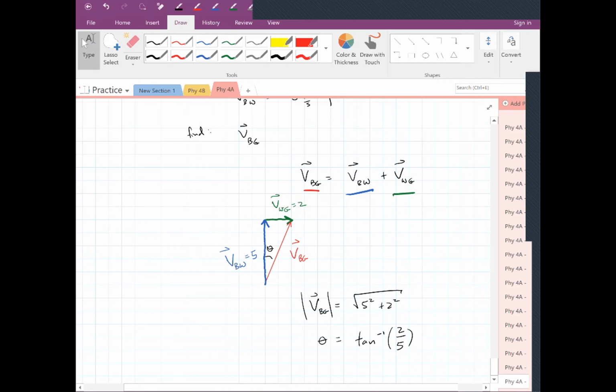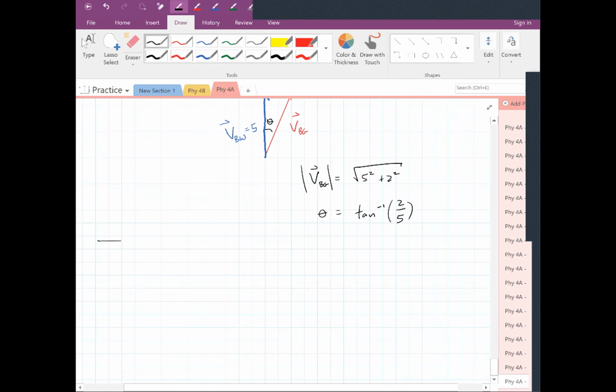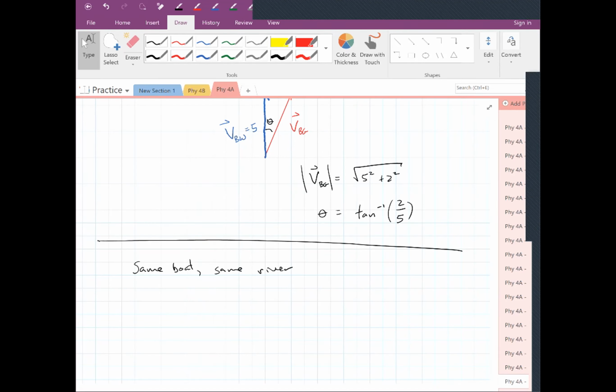Okay, let's make it more interesting, shall we? It doesn't have to be a right angle. Let's take our same boat, same river. This time our boat is angled at 30 degrees.